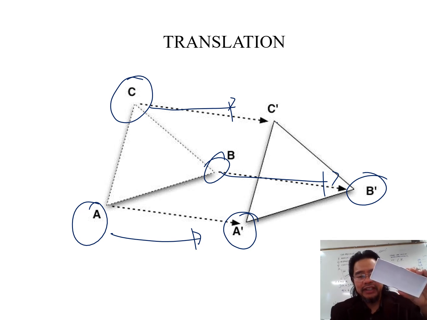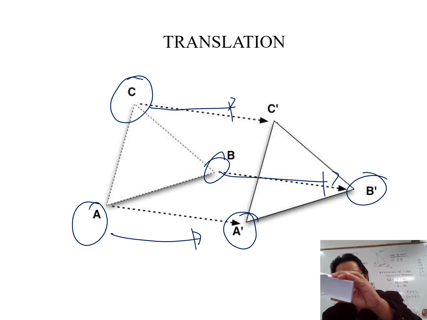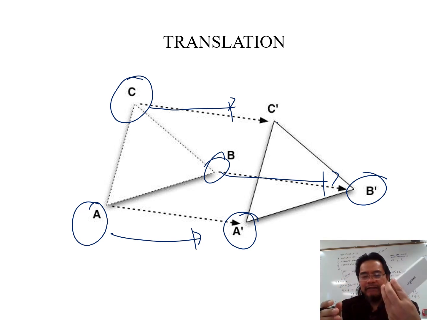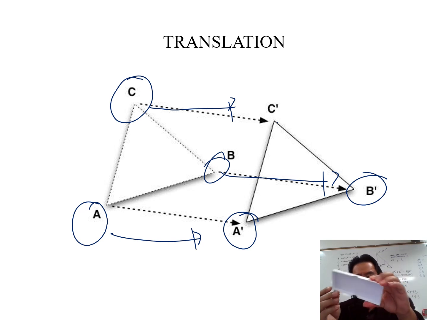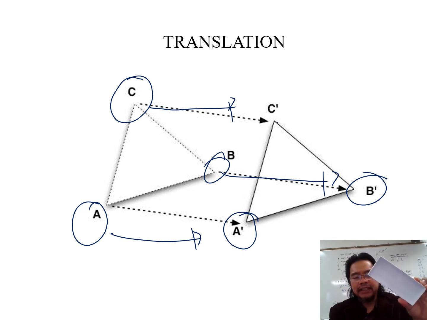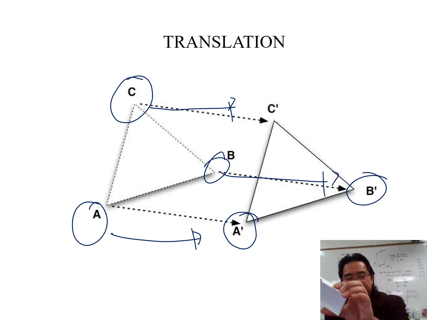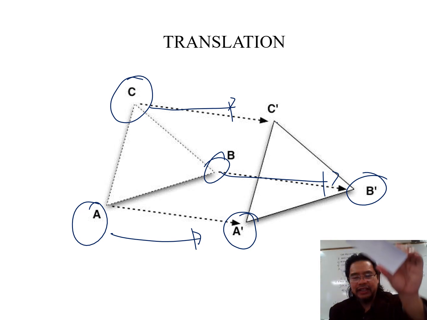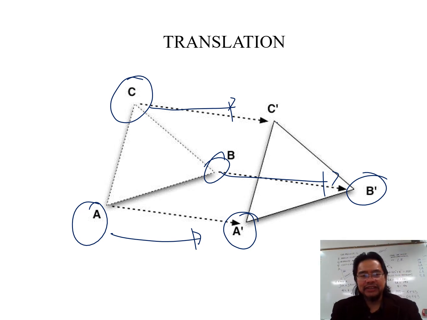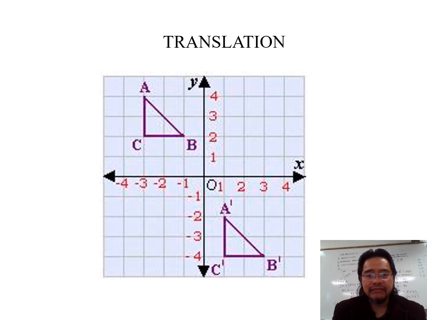For example, here, it just moves, right? It moves there. Unlike in reflection, it flips over. But in translation, it will just slide to the right, slide to the left, slide up, slide down. That is translation.